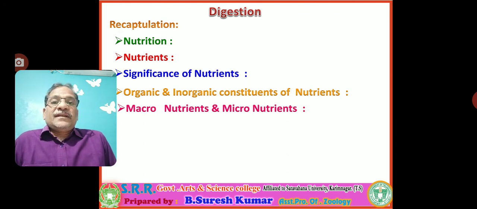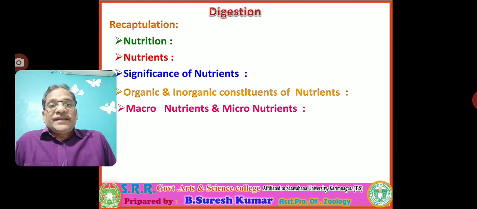Based on consumption and based on involvement in function, based on their role, these nutrients are again categorized into two variants. They are macronutrients and micronutrients. Did you remember about macro and micronutrients? What comes under macronutrients? Those nutrients we consume in large quantity and they play a key role, a major role. So they are called macronutrients. For example, carbohydrates, proteins, lipids, nucleic acids. What are micronutrients?